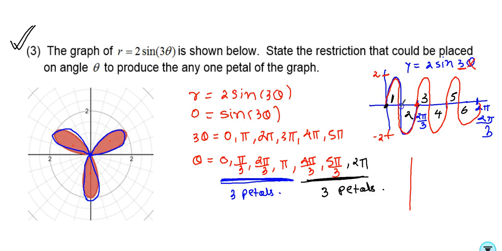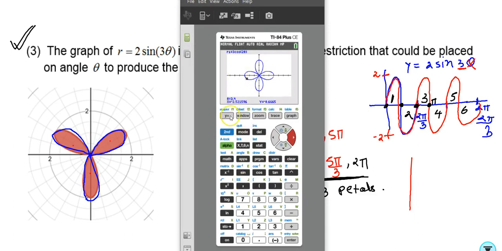This is from 0 to pi over 3. You get 1 petal. Pi over 3 to 2 pi over 3, that's my petal number 2. Then back to here, 3. This is pi. You get the 3rd petal, and then this is another 3 petals. So 3 on top of the other 3. Again, you can put in a calculator and let's check it out.